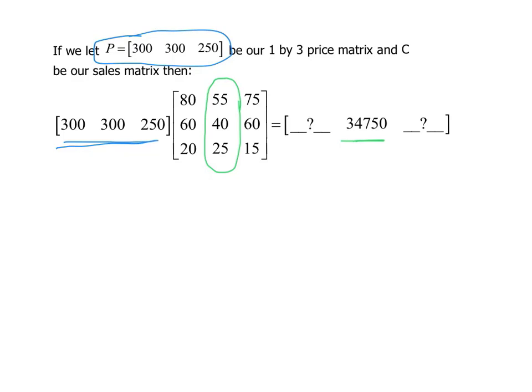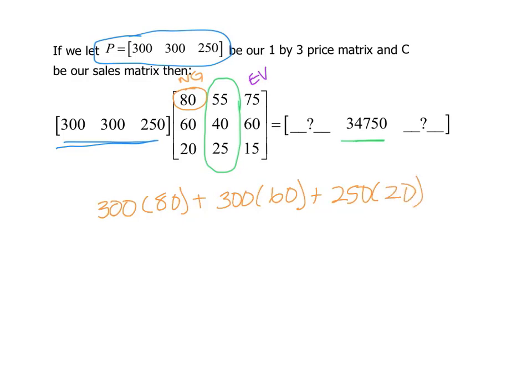Let's see if we can come up with the revenue for the Northgate store and the revenue for the Everett store. The Northgate store, what we're doing is we're taking $300 per PS4 times the number of PS4s, that's 80, plus $300 times the number of Xboxes, that's 60, plus 250 times the number of Nintendo Switches, and that's 20. Notice I'm taking row 1 of my first matrix and multiplying it by column 1 of my second matrix, row 1, column 1, and so this number here is going to go right there.